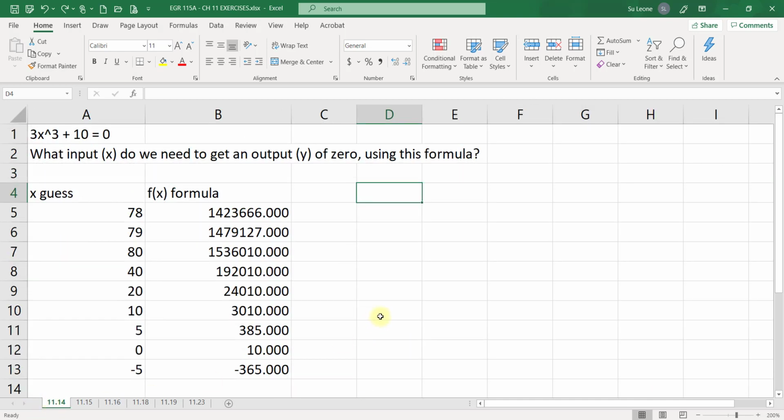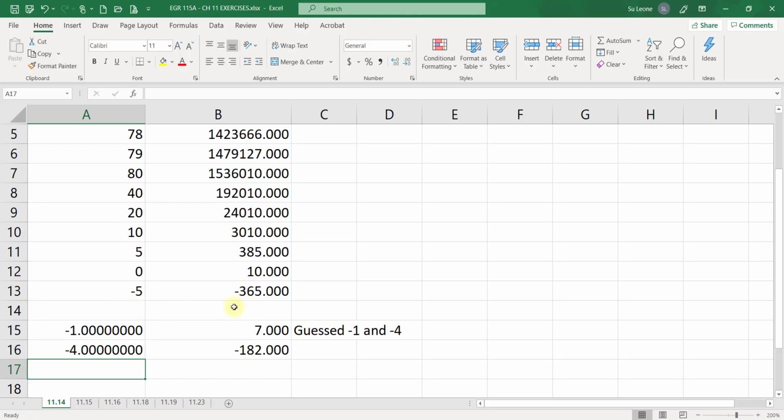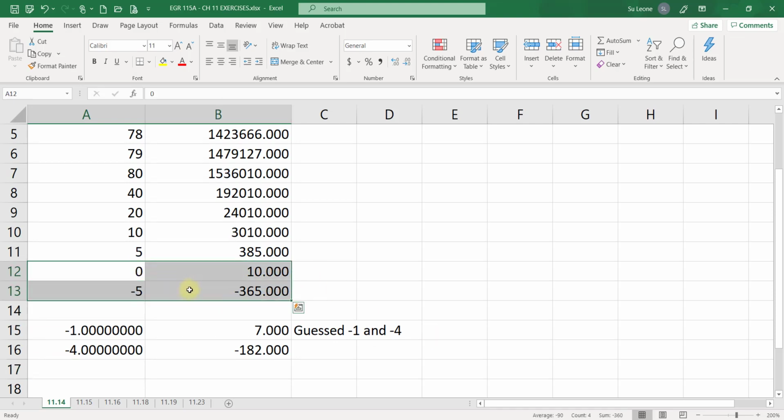So here's 1114. They give us a formula, and the question is basically what input do we need to get an output of 0? So this is just like our first example. Remember, we need to get 0, so it's going to be somewhere in here. My advice to you, since it's between 0 and -5, is to first guess something that's just a little bit inside that range. Goal Seek works best when it's got a little bit of a distance towards its target.